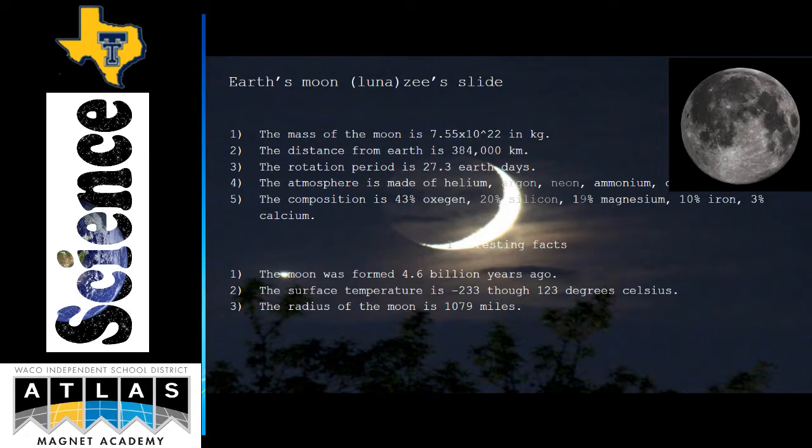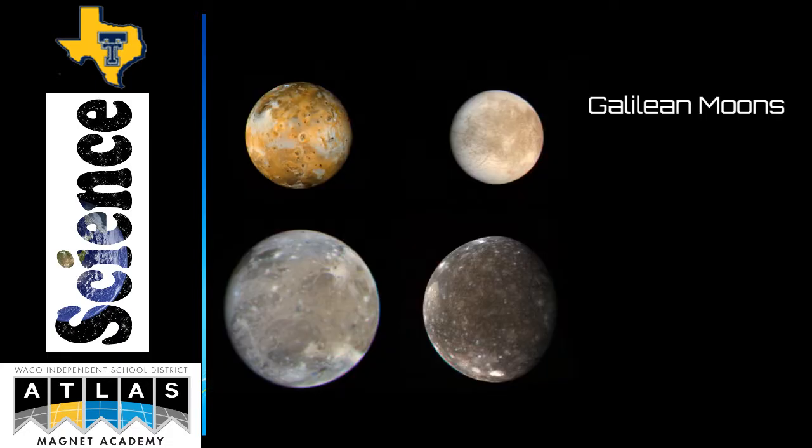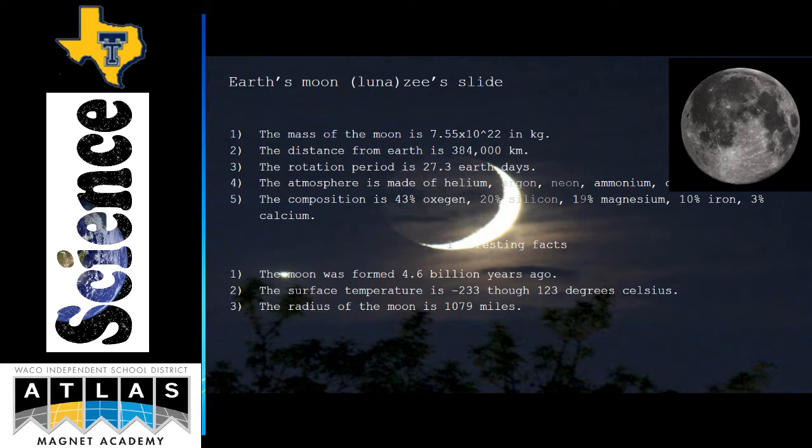The mass of the moon is 7.55 times 10 to the 22nd kilograms. The distance from Earth is 3,838,004 kilometers. The rotation period is 27.3 days. The atmosphere is made of helium, argon, neon, ammonia, and the composition is 43% oxygen, 20% silicon, 19% magnesium, 10% iron, 3% calcium.